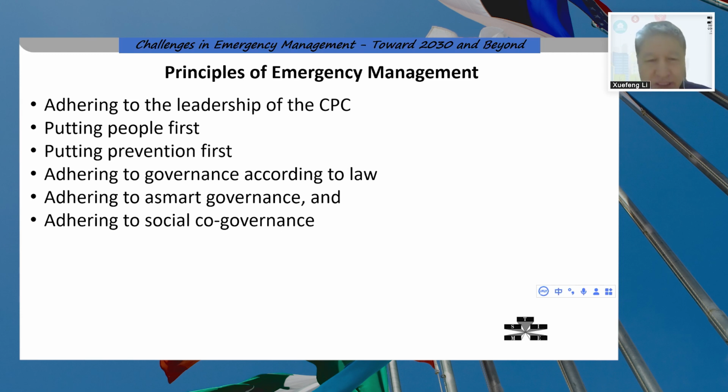It seems quite natural, but in many areas in China, local officials fear that when any disaster occurs, people lose their lives, and then they lose their position. So putting prevention first seems reasonable, but in fact, they do not keep working hard on preparation, on prevention. So we need to emphasize that. Others include adhering to governance according to law, adhering to smart governance, and adhering to social co-governance. So these are the basic principles.